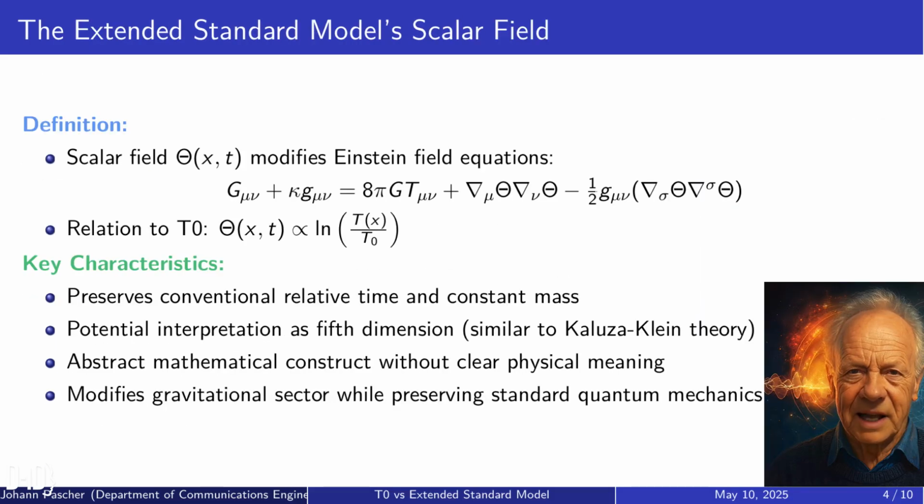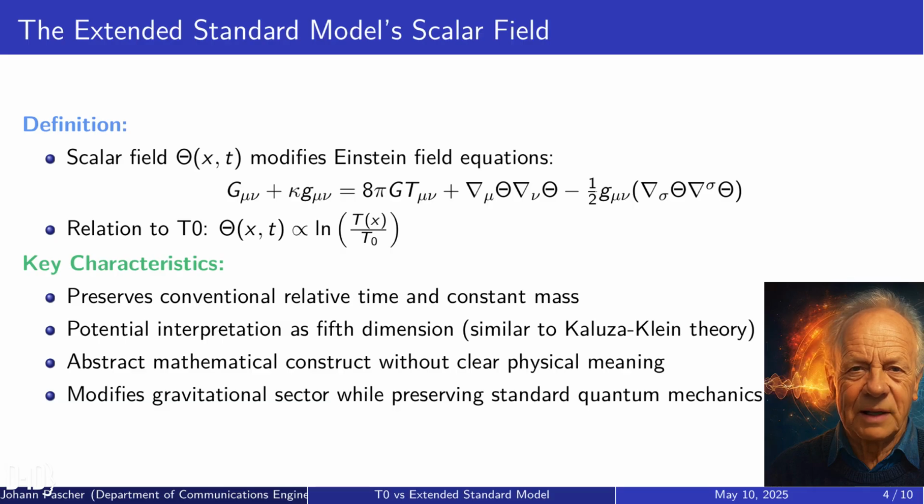In contrast, the extended standard model introduces a scalar field θ that modifies the Einstein field equations. This is represented by the complex tensor equation shown on the slide, where G mu nu is the Einstein tensor, kappa g mu nu is a cosmological constant term, T mu nu is the energy momentum tensor, and the remaining terms involve the scalar field θ. The relationship between θ and the T0 model's time field is logarithmic. Θ of xt is proportional to the natural logarithm of t of x divided by T0.